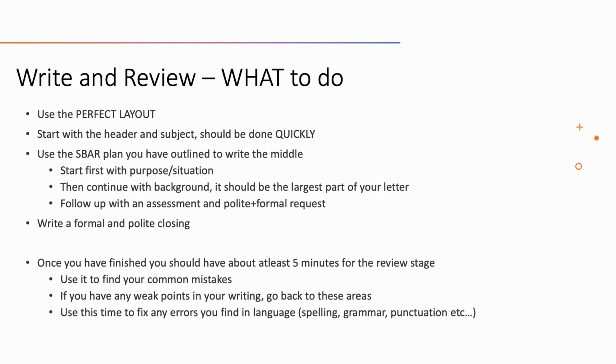So what do you do in the last 2 parts of the 4-part strategy? Write and review. You should be really starting your writing using the perfect layout that I introduced in my last presentation. So you start with the header and the subject, and this really should be done quickly using the 6-point checklist I provided. The 6-point checklist allows it basically to become a copy-paste job.